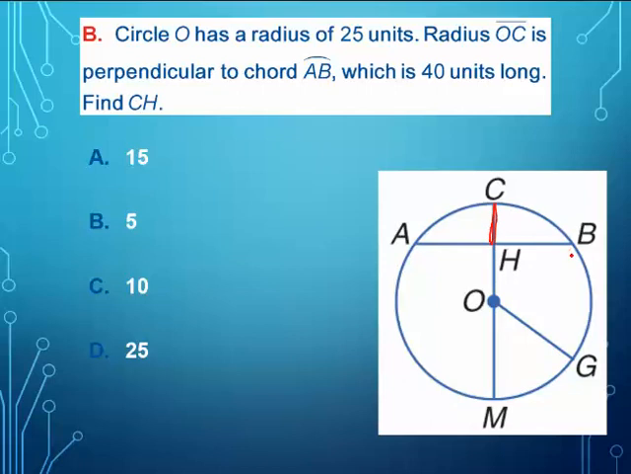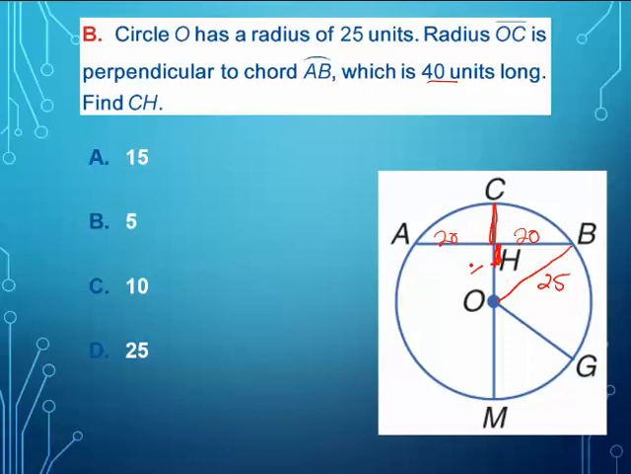We need to draw in our hypotenuse. This is a right triangle. See if we can find this radius, because that's the same as this radius, and then subtract our leg from it. Okay, so if I know this radius is 25, I know that these two portions of AB are 20 and 20, because the whole thing's 40, and it's going to be bisected by this perpendicular radius.